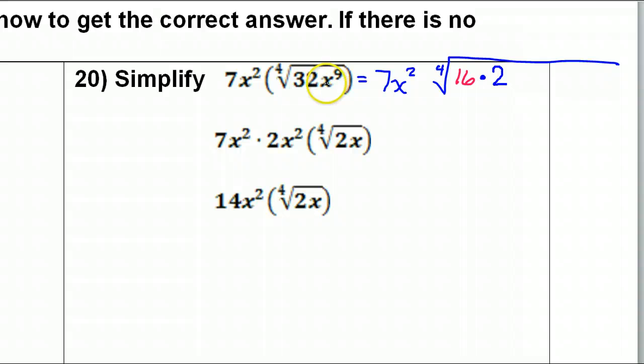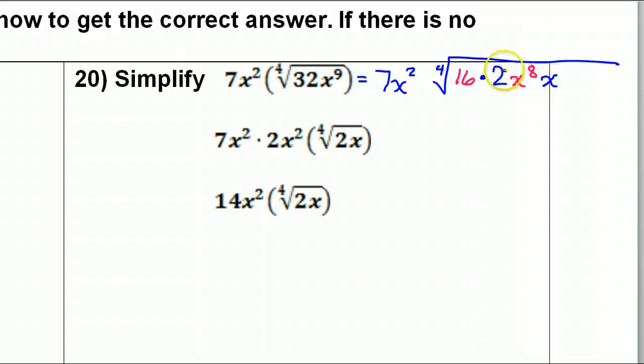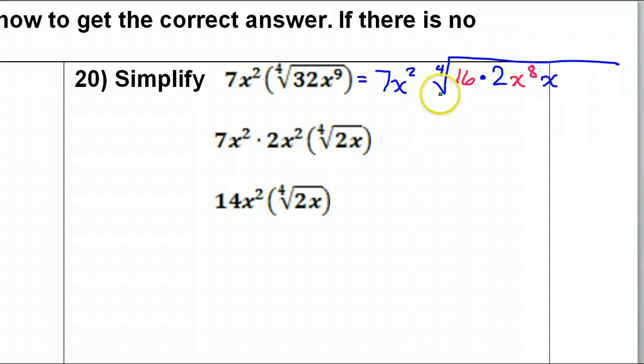Okay, now this x to the 9th, I really need something that is divisible by 4, so I'm going to split this up as x to the 8th with one extra x left over. Everything shown here in pink is going to simplify and come out. The fourth root of 16 is 2, and that's where this 2 right here is coming from.